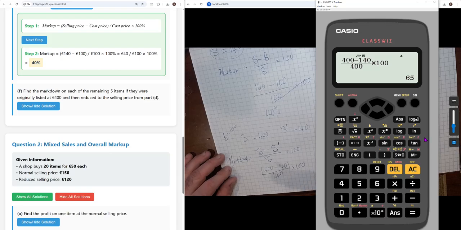65, so it's marked down 65, they say, but not one person probably bought at 400, because we know that all 5 were sold way cheaper, but that's okay. So the answer is the markdown equals 65%. Box it up, that's your final answer.